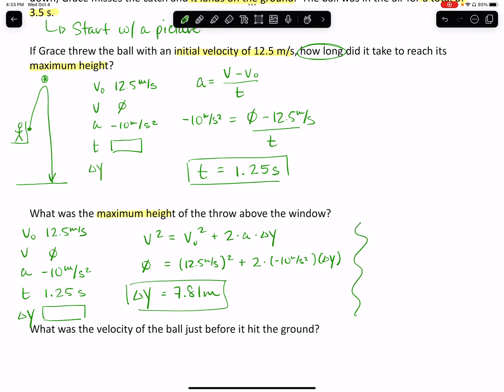Now, this is not the only way you could have done this. You could have used the change in position equals the initial velocity times time plus 1/2 a t squared. That would have worked. Or you could have used our average velocity formula, which equals change in position over time.